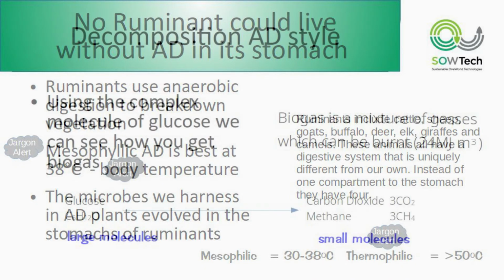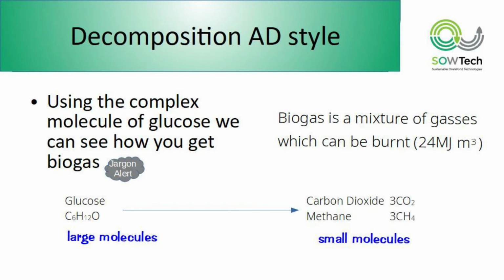So what is decomposition AD style? Well, using glucose as an example, you can see on this slide how the components of glucose, 6 carbons, 12 hydrogen and 1 oxygen, would be broken down into 6 molecules of either carbon dioxide or methane. Note that in this equation some additional oxygen would be required.